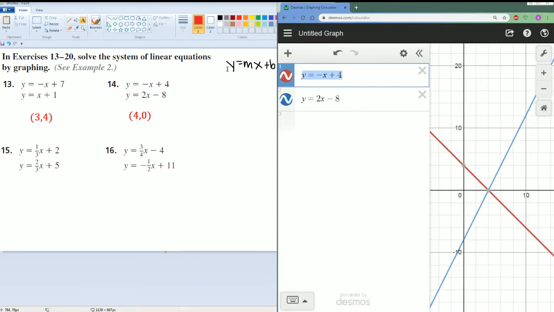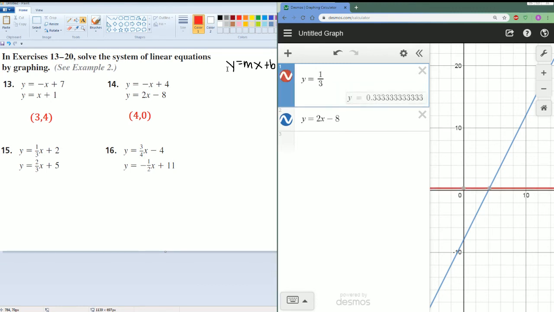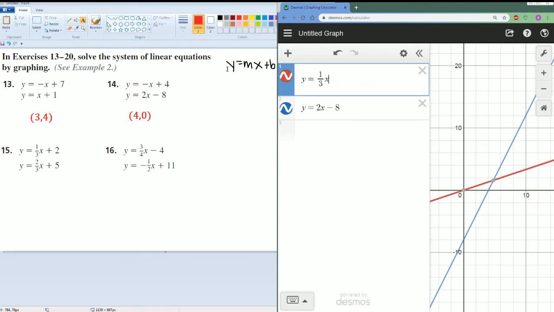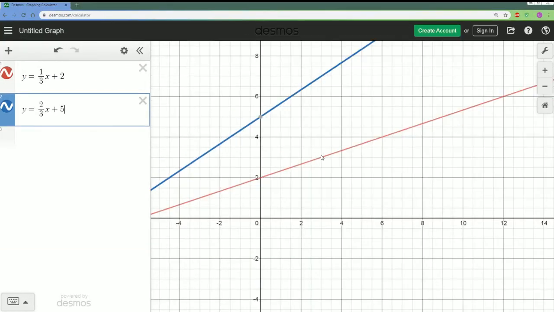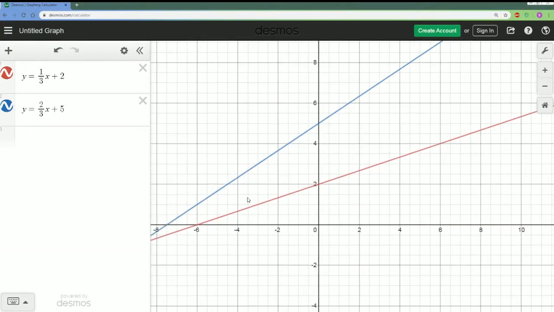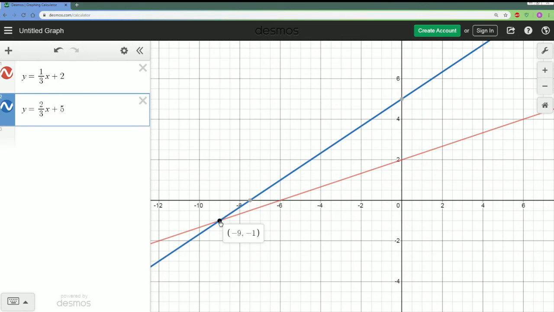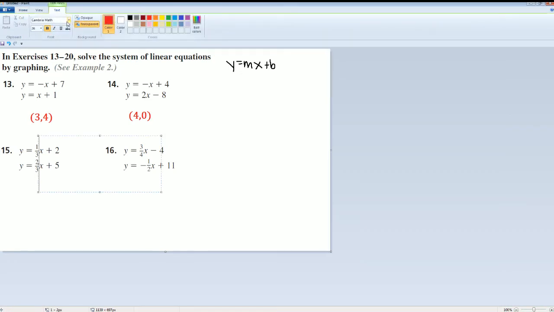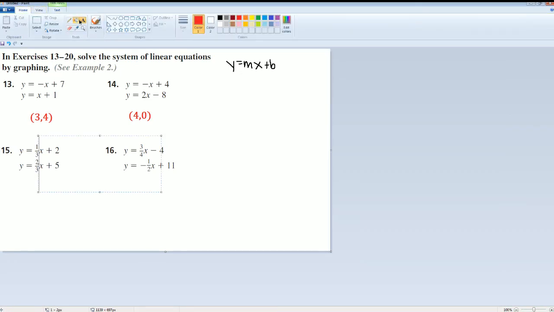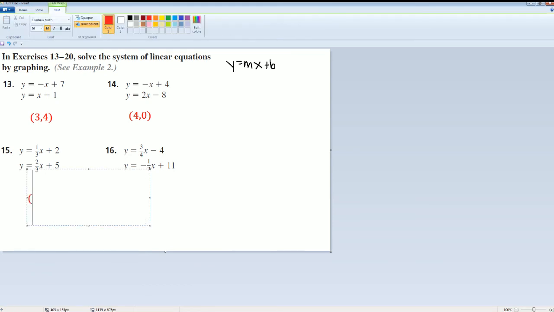15. y is equal to 1/3 x plus 2. And the second equation, y equals 2/3 x plus 5. It's not here, so let's go back. Might be a negative. It's right here. Negative 9, comma, negative 1.